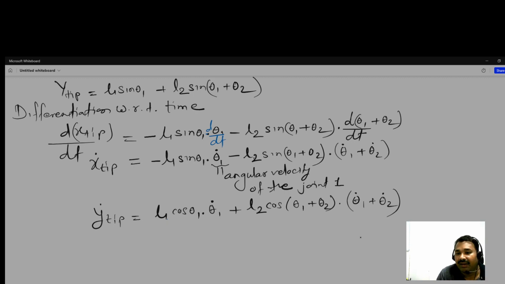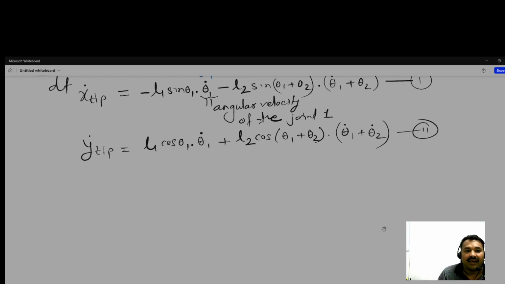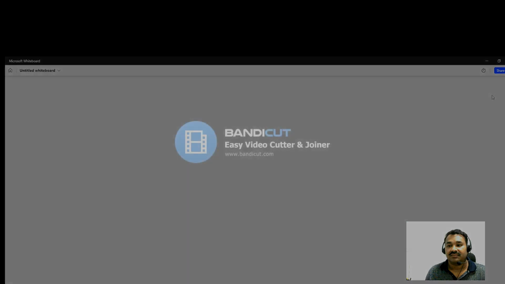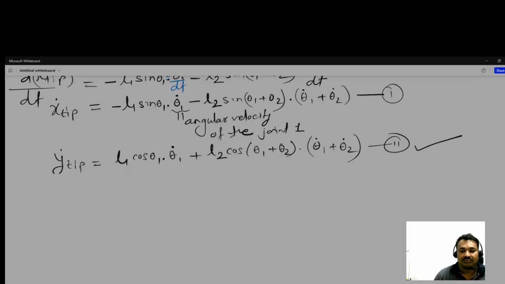So we have two equations, suppose equation 1 and equation 2, and from these, equations 1 and 2 can be written in matrix form. So in matrix form, it becomes x dot tip and here y dot tip.